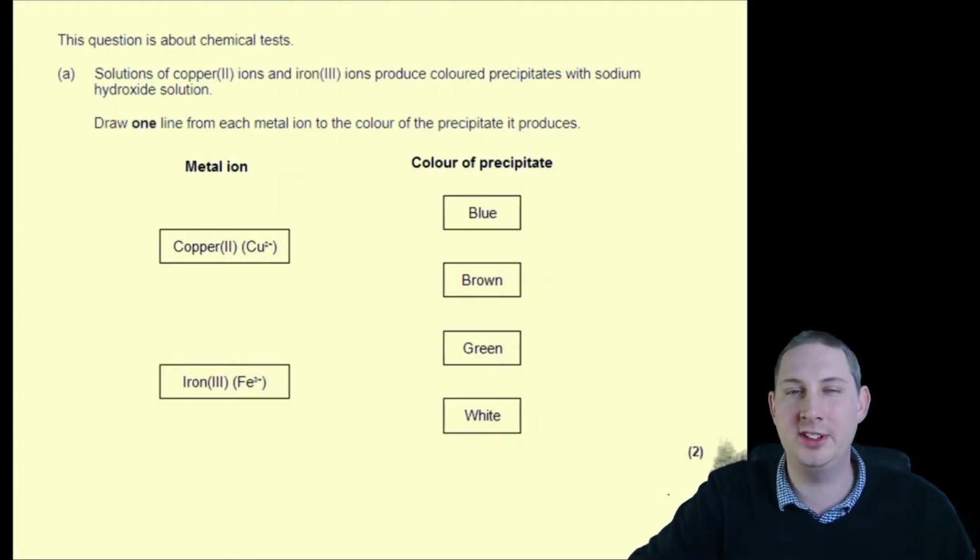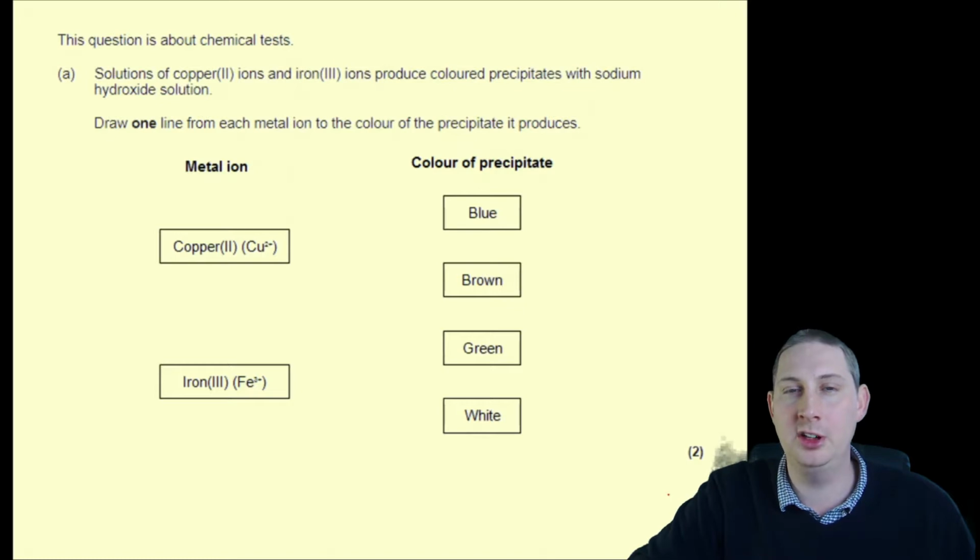Here's some exam questions. These are the most straightforward ones. So this is a level 1 exam question. Nice and easy, but it will test your factual knowledge. Solutions of copper 2 ions and iron 3 ions produce coloured precipitates with sodium hydroxide solution. Draw one line from each metal to the colour of the precipitate it produces.